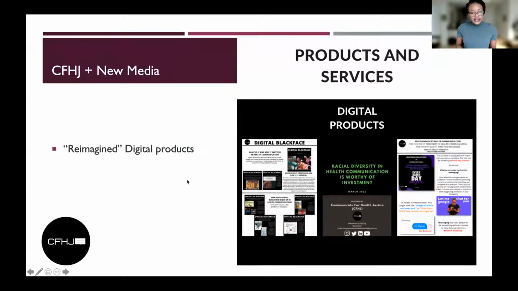So getting a little bit closer to the new media piece of this presentation, Communicating for Health Justice is trying some new things when it comes to creating content that is original, that is focused on racial justice, and that can be distributed. Something that I tend to use, which I don't think a lot of other platforms are using, is these new types of digital products.